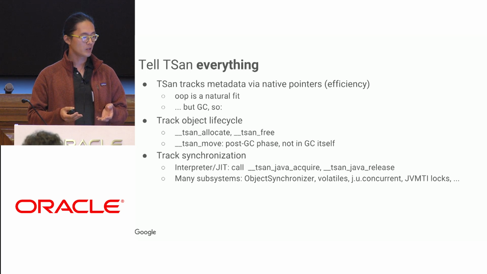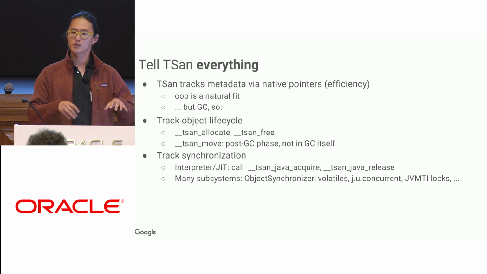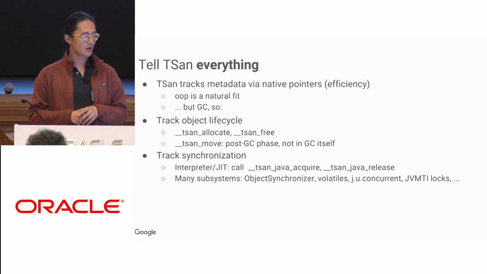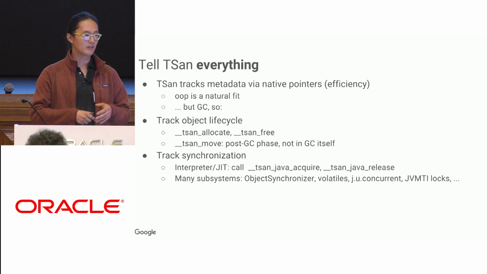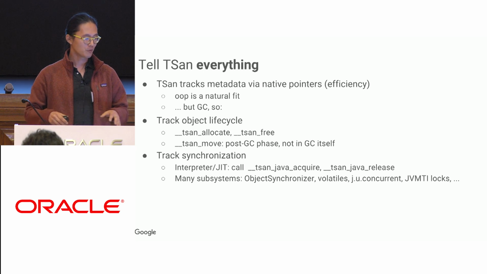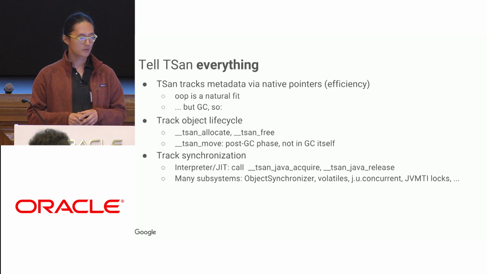For synchronization, we take two callbacks called TSAN Java Acquire and TSAN Java Release, and pepper them throughout the interpreter in the appropriate places. There are a lot of subsystems to cover: the object synchronizer, the volatiles, places in the interpreter and JIT, java.util.concurrent, JVM and TSAN locks. It goes on and on. You want to have good coverage of all the synchronization.